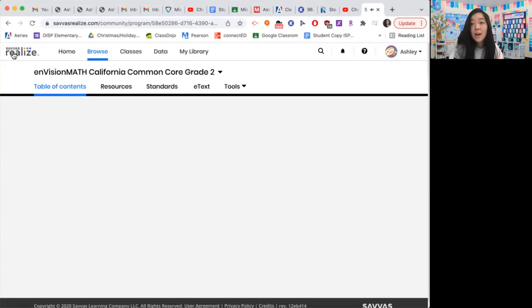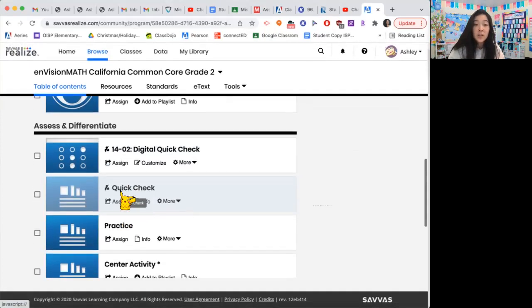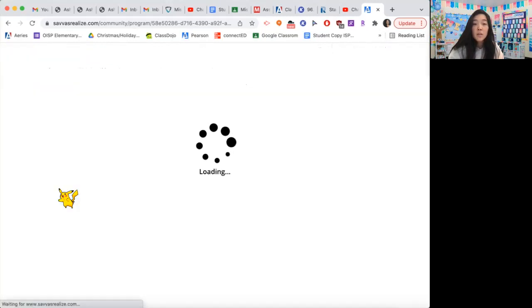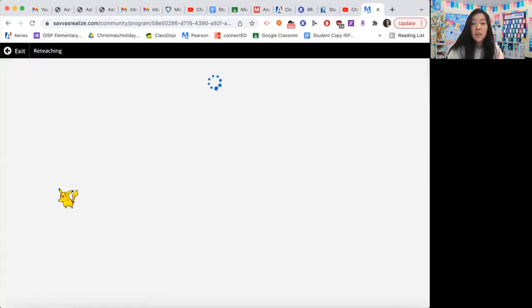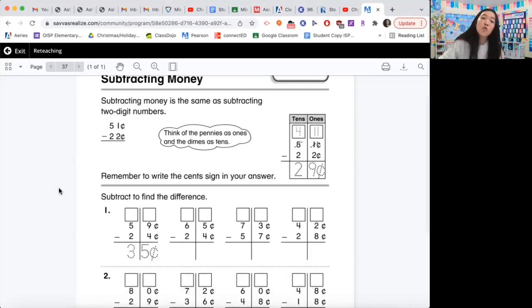All right, we are now going to be working on 14-2 reteaching. Okay, let's go ahead and do 14-2 reteaching. Subtracting money is the same as subtracting two-digit numbers. Think of the pennies as ones and the dimes as tens. So we're going to line them up. 51 cents minus 22 cents. Remember to write the cent sign in your answer.